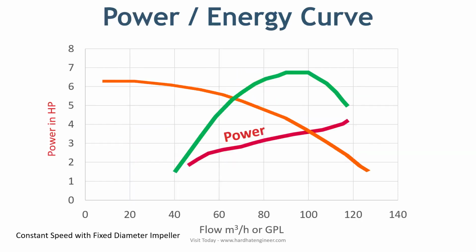Now the third curve is the power or energy curve. You can see that with the increase in the head and flow rate, power consumption will also increase. This is like when the pump has to do more work, it needs more power.